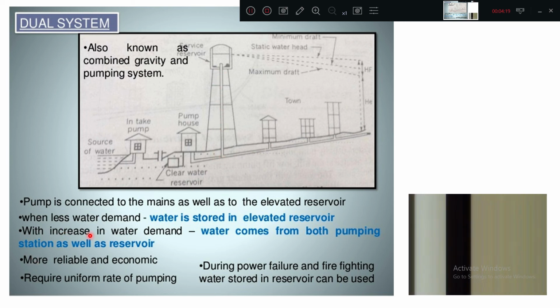When there is less water demand, water is stored in the elevated reservoir. A lot of people are not using water during the night time, which means the water is pumped to this elevated reservoir. With an increase in water demand, water comes from both the pumping station as well as the reservoir. That means during morning hours, water from both the pumping and the reservoir is used. Okay, it is more reliable and economic. It requires a uniform rate of pumping, that means the pumping rate should be uniform. During power failure and firefighting, water stored in the reservoir can be used. In emergency cases, the water from this elevated reservoir can be used.